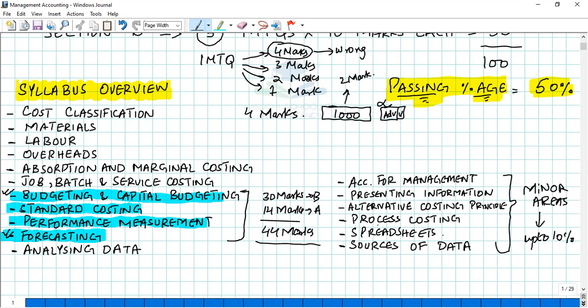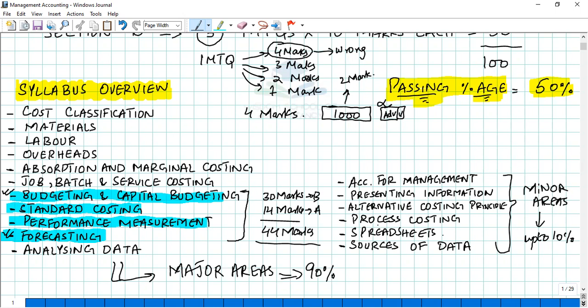While these areas, from cost classification to analyzing data, are all major areas. So major areas means that roughly 90% of the exam will be tested here. 90% means 45 questions. So basically, this will help you in planning your preparation. You know that these areas carry 90% of the marks, so you should worry about these areas, because the one who is good with these 90% can pass the exam with ease.